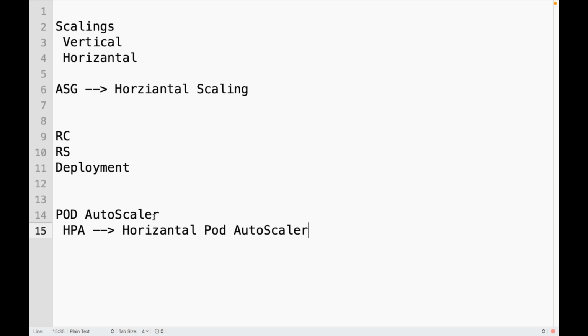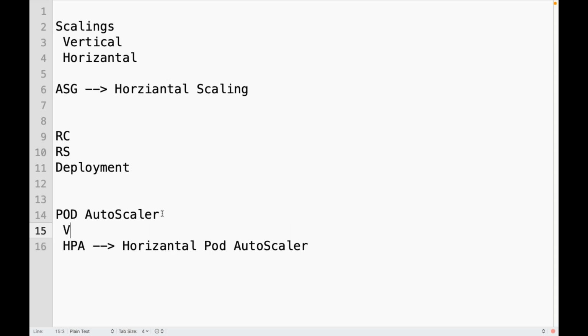Horizontal Pod Autoscaler. It supports this one also, but no one will use this one. What is this? VPA stands for Vertical Pod Autoscaler. But whether it's a server or a pod, the widely used scaling is this one: horizontal. Now we can autoscale our pods either vertically or horizontally, right?